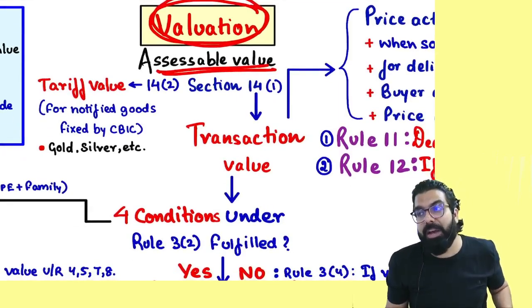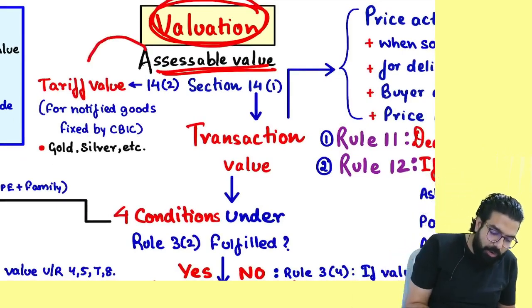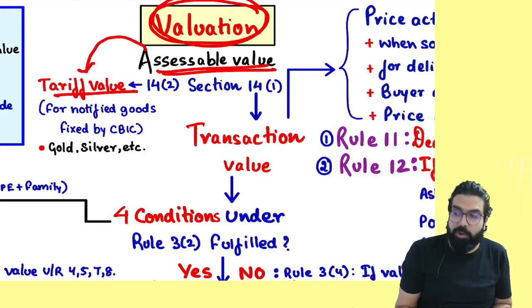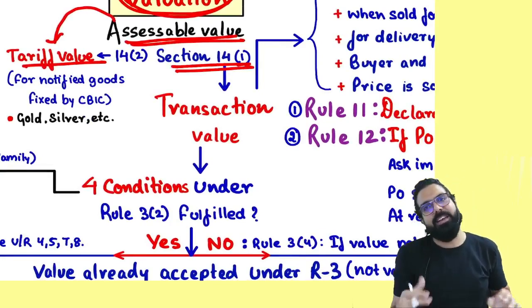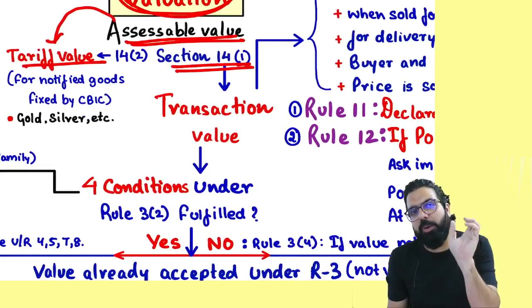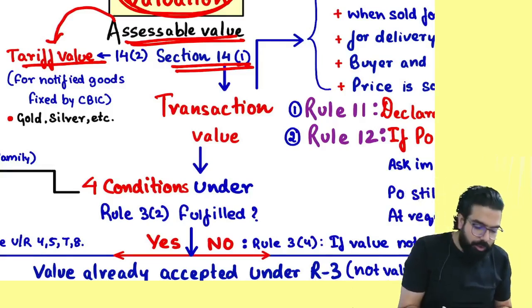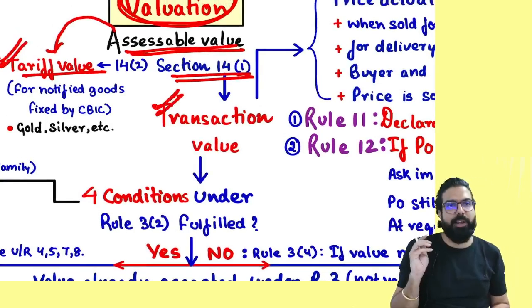Like in GST, we had the transaction value. Here we have the assessable value. What is the assessable value? Section number 14 says, assessable value can be tariff value. Assessable value can be transaction value also. It means same here also, you are required to pay custom duty on the transaction value. Can I go ahead, everyone? So either you will pay on the tariff value or you will pay on the transaction value.